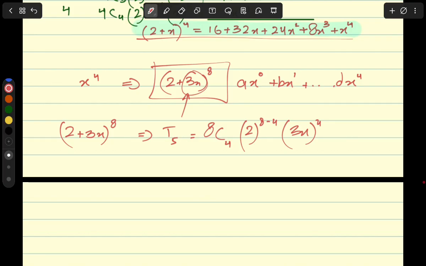Because Cambridge didn't ask for it either. They are not rewarding marks to you for that. The power of x is 4. That immediately tells me that r equals 4, so the term is going to be r plus 1, that is term 4 plus 1, that is going to be term 5.